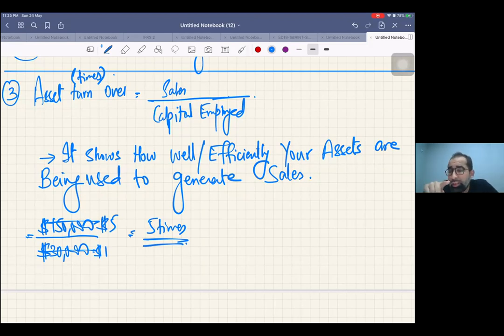In the ROCE formula, in the numerator we write PBIT, and in the asset turnover formula, in the numerator we write sales. So what's the major difference? Asset turnover shows how efficiently your assets are being used to generate sales. And ROCE says how efficiently your assets are being used to generate profits. That's what ROCE says.